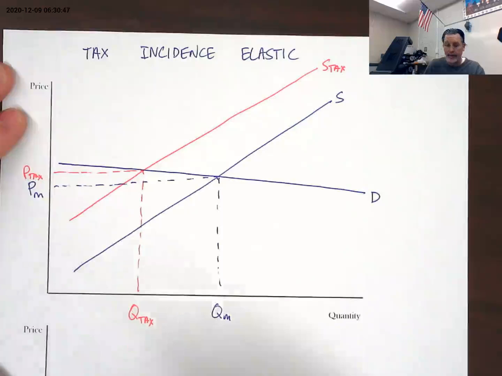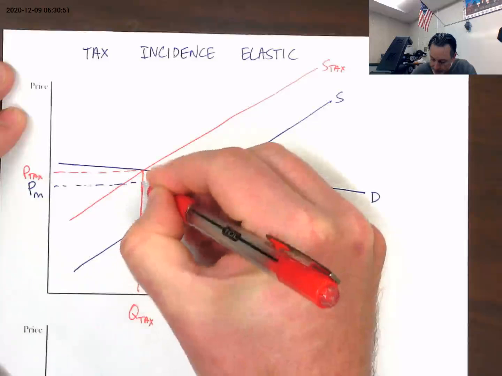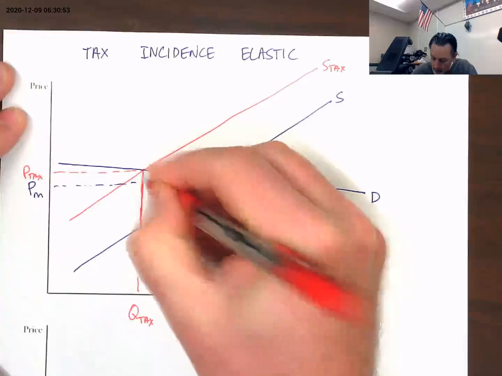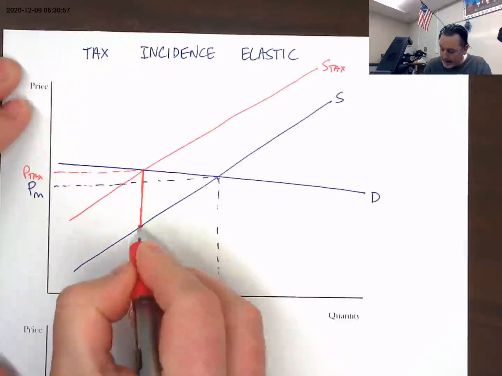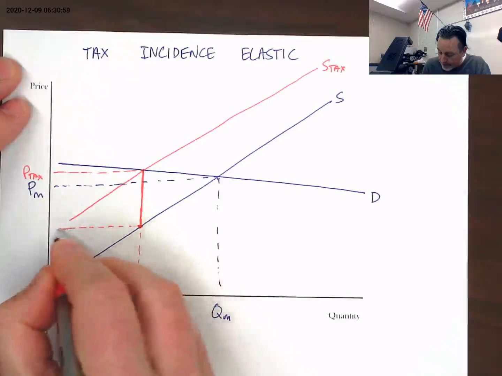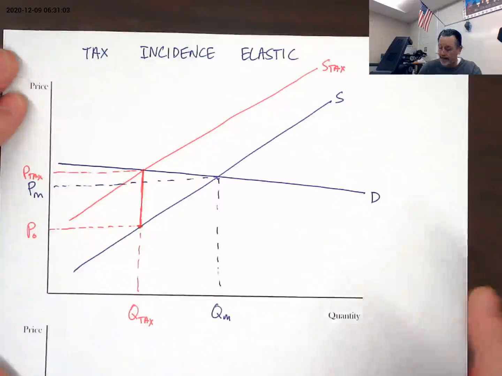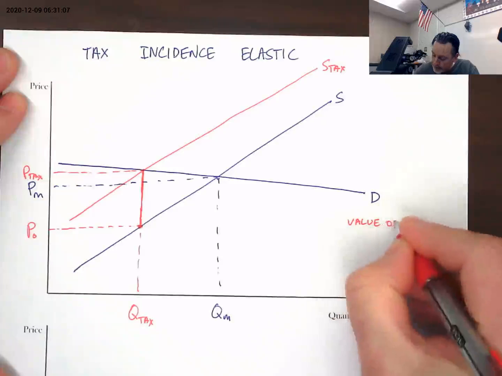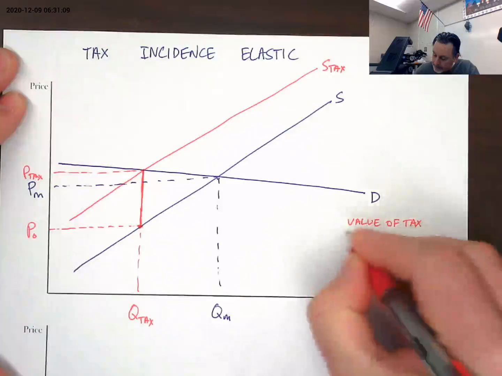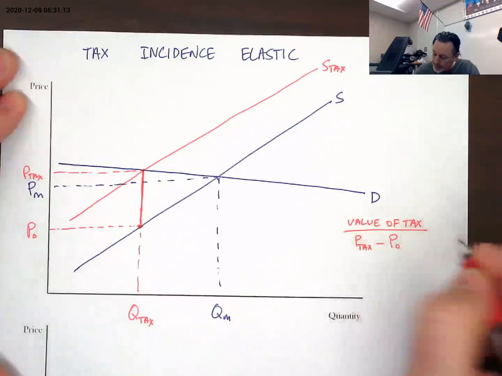So the value of the tax is the vertical distance between the two supply curves, which is noted right here at the market quantity. And we're just going to note this over on the axis as well with a new indicator. So I'm going to use P0 over here as our indicator. And so we can note that the value of the tax is P tax minus P0.